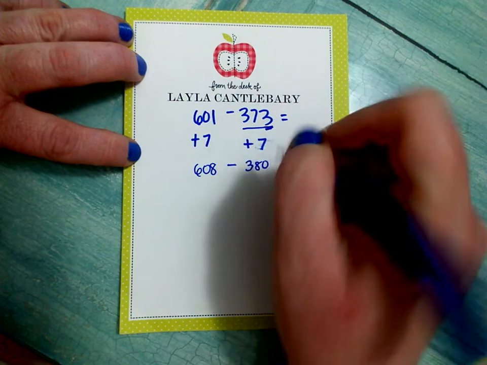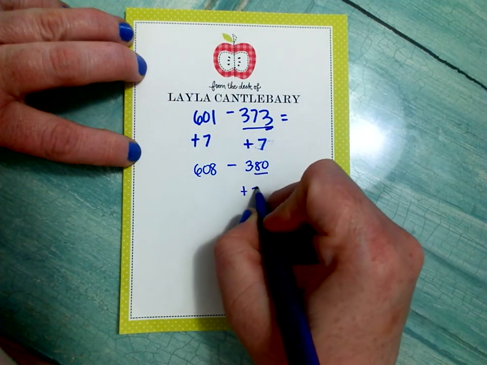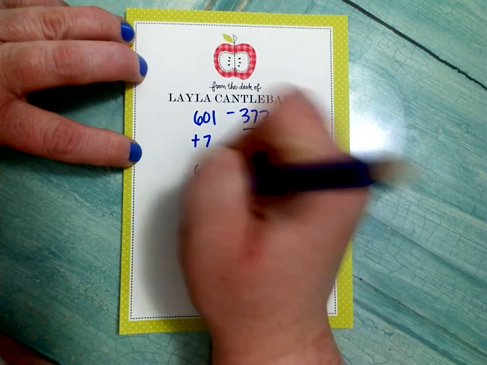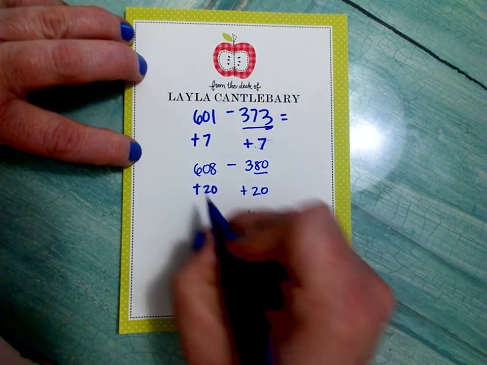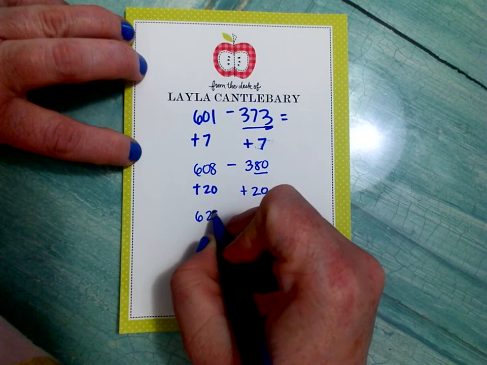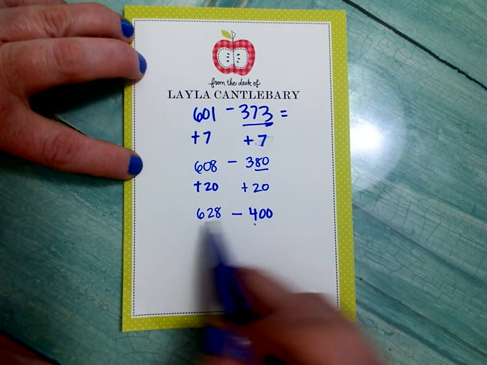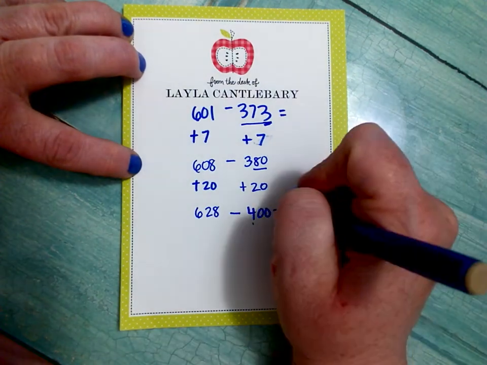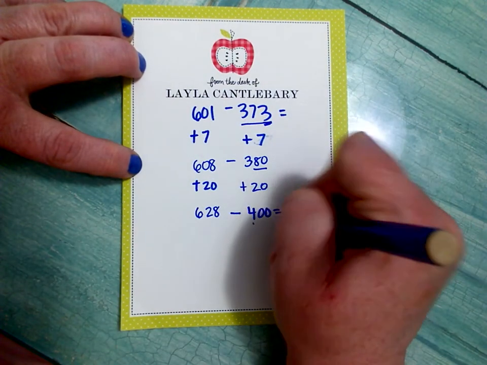And then now I look at the 80. What do I have to add to 80? Well, I need to add 20 because that'll get it to the next 100, which is 400. And I'm going to add 20 over here, and that'll take me to 628. And now I'm just going to subtract 400 from 628, which is still place value because it's just hundreds. And my answer is 228. Boom, I'm done.